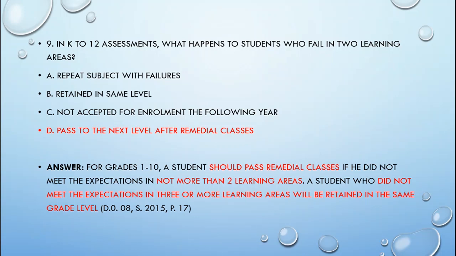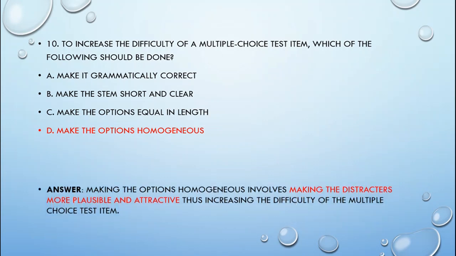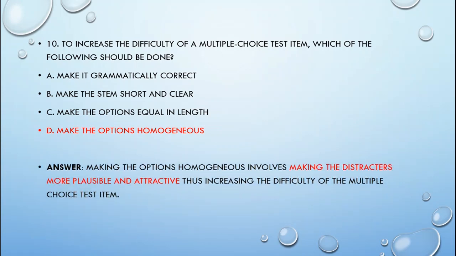Number 10. To increase the difficulty of a multiple choice test item, which of the following should be done? The answer is letter D. Make the options homogeneous. Making the options homogeneous involves making the distractors more plausible and attractive, thus increasing the difficulty of the multiple choice item.